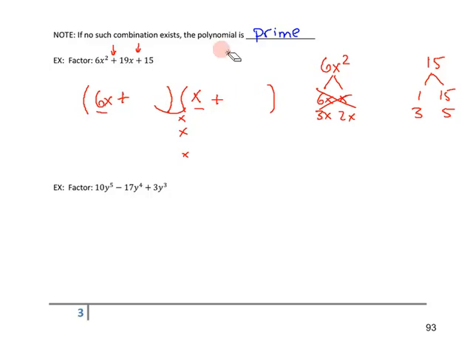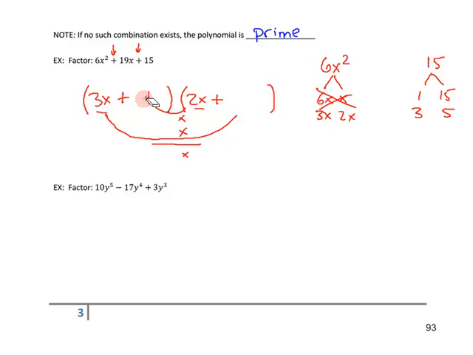Okay. Alright, let's try 3x and 2x then. 3x, 2x. So let's try 1 and 15. That gives me on the outside 45x. That's huge. That's going to be too big, so that can't possibly be it.